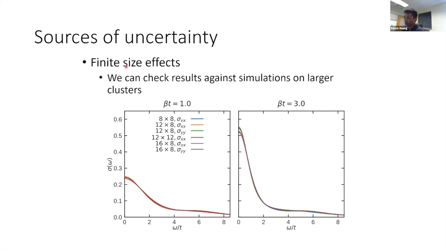So here, I showed six curves from 4 different simulations for various clusters: 8x8, 12x8, 12x12, and 16x8. And again, this is the optical conductivity obtained by analytic continuation versus frequency. You can see that the curves more or less lie on top of each other. The value at DC is within a few percent of each other for these different cluster sizes, and this is at a temperature equal to 1 and 1/3. So from this, we can be fairly confident that we are not being significantly affected by finite size effects for the parameter regime of our simulations.